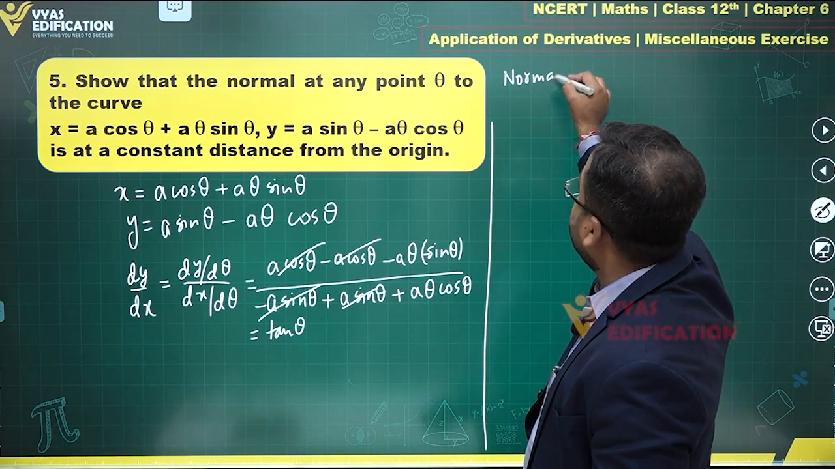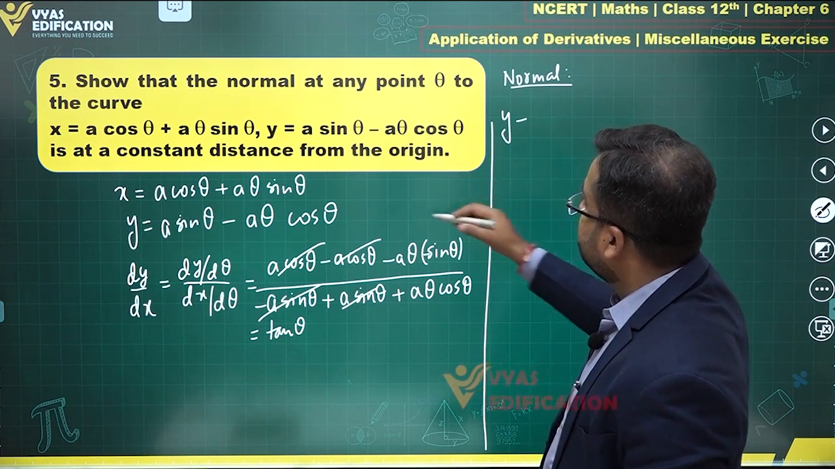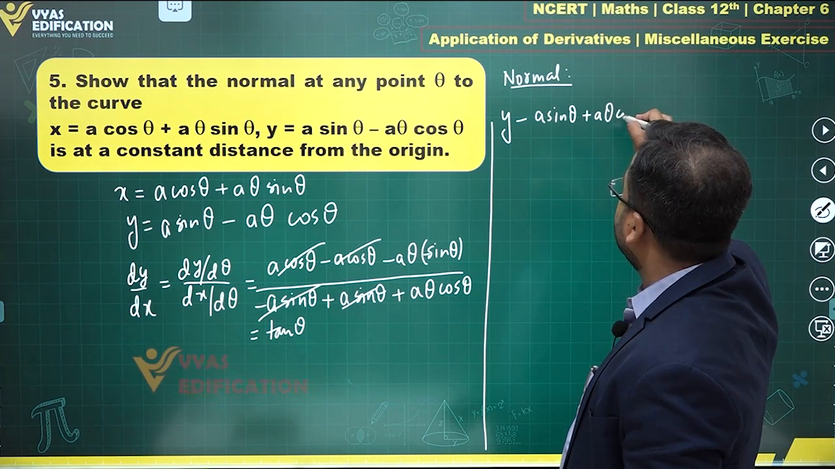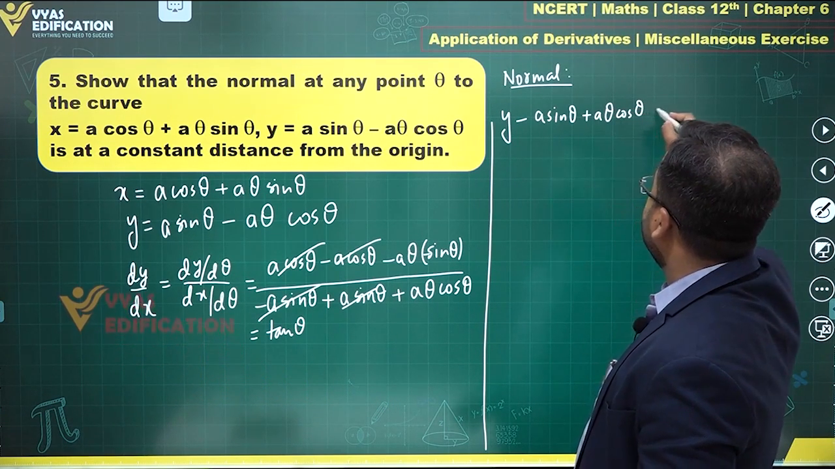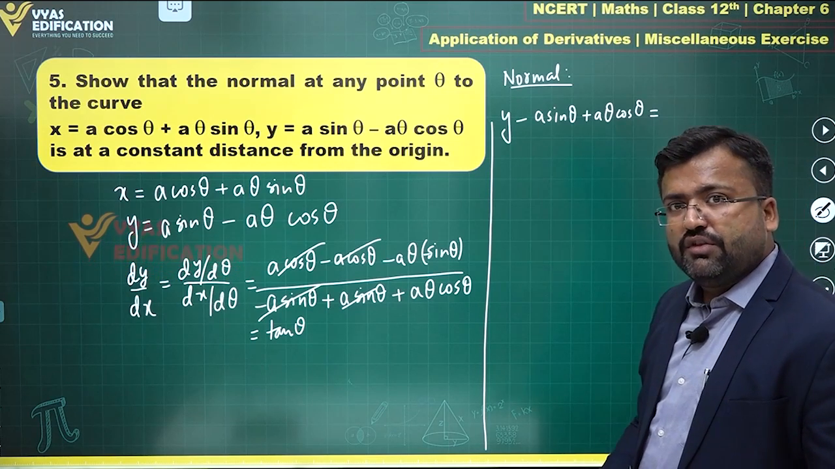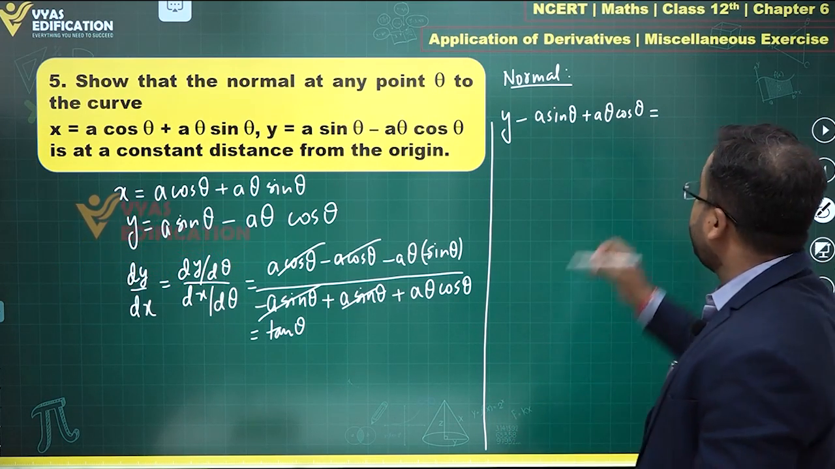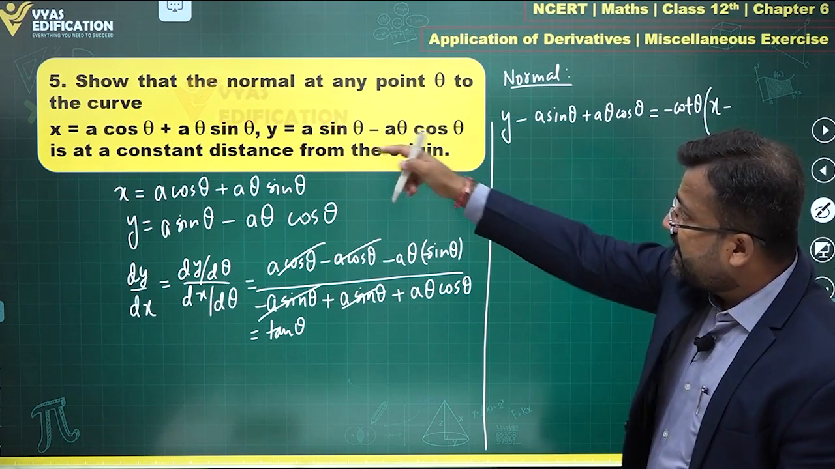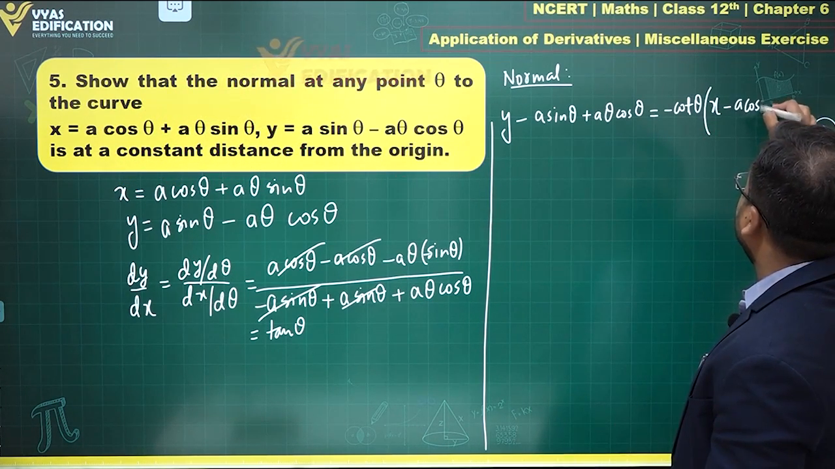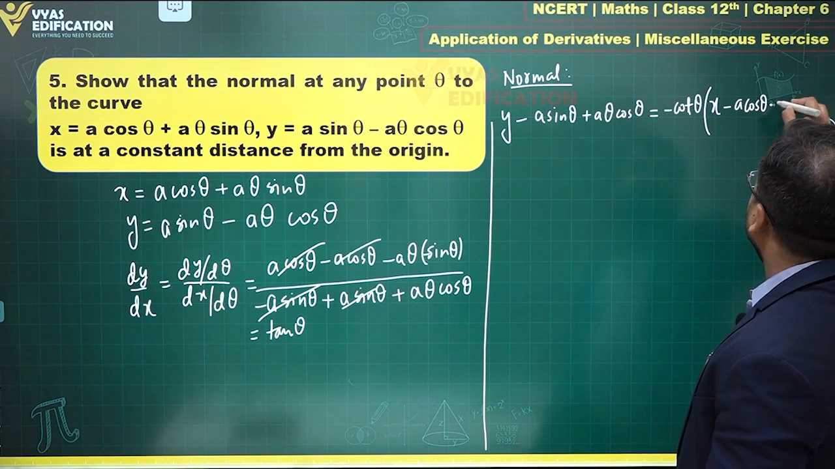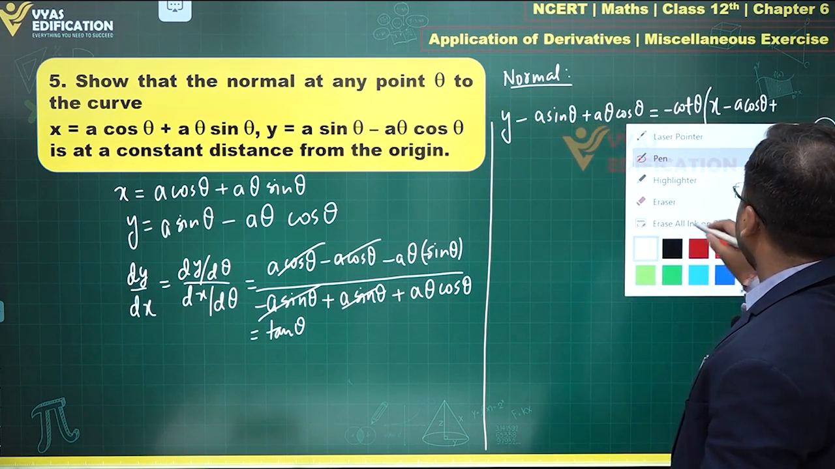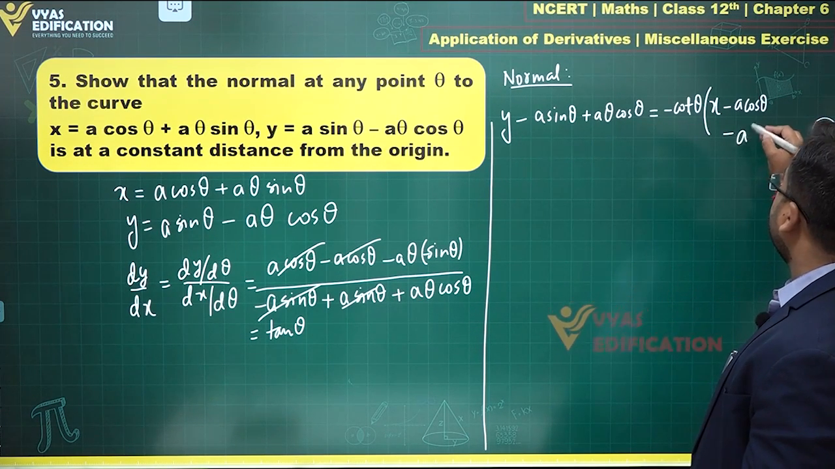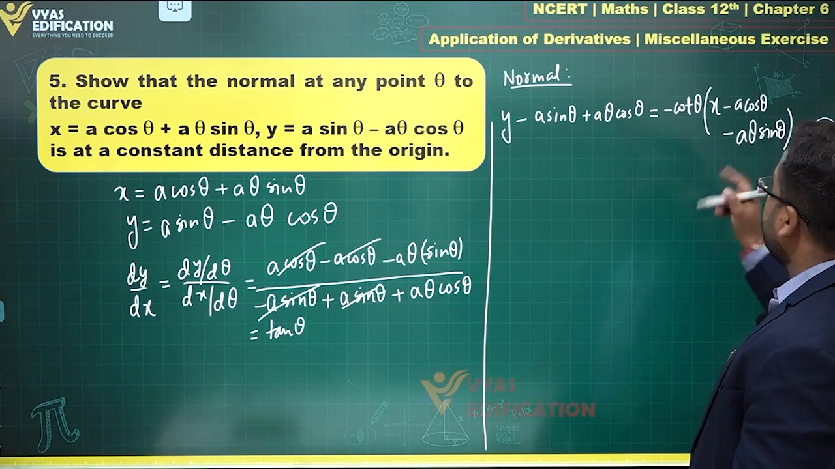For normal, what do I need? y minus (a sin theta minus a theta cos theta) is equal to the slope, which is the negative reciprocal of tan theta. The reciprocal of tan theta is cot theta, with a minus it becomes minus cot theta, times x minus (a cos theta plus a theta sin theta). This is the equation of normal.